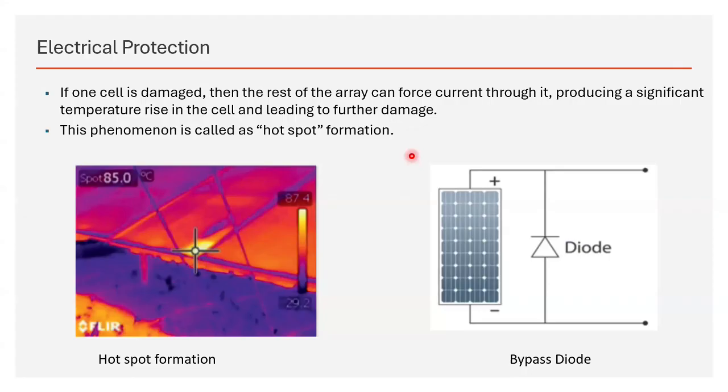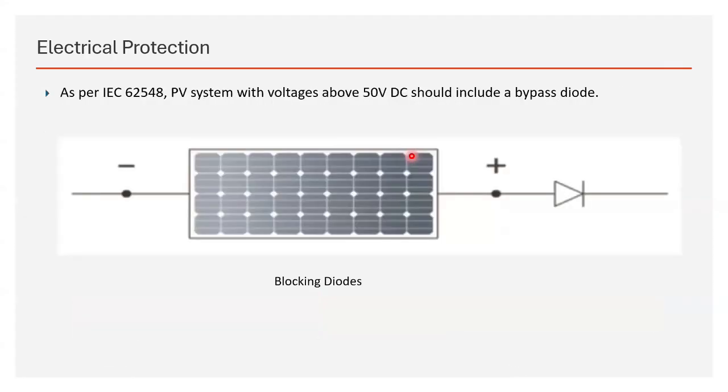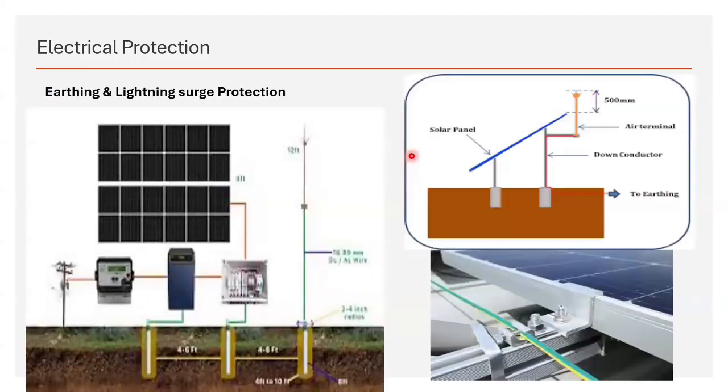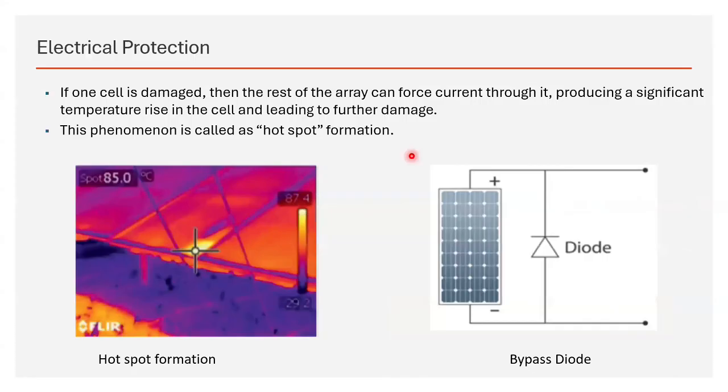And to prevent such kind of things, we normally use a blocking diode, that is a diode in series with the system. And also IEC 62548 standard, this defines that above 50 volt system, this has to be supported with a blocking diode, and also a bypass diode, or it is a clamping diode. So it will clamp the voltage across each of the solar panel.